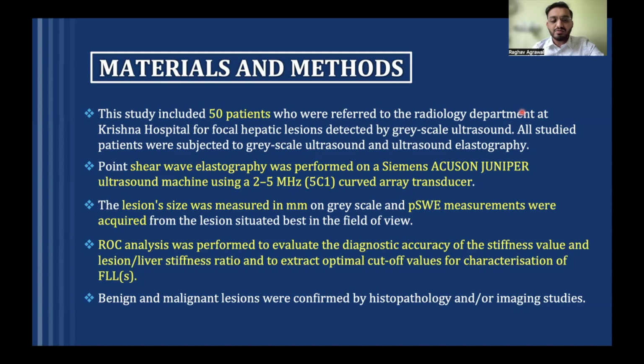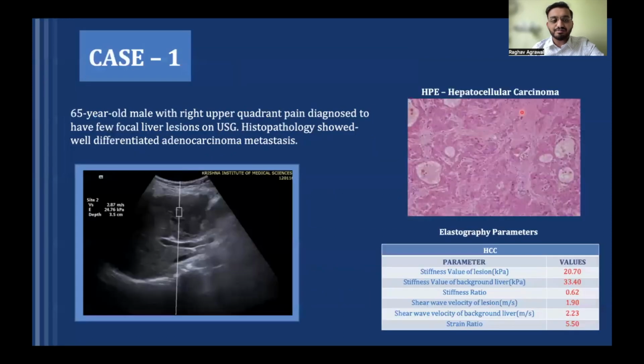The ROC analysis was performed to evaluate the diagnostic accuracy of the stiffness value and lesion to liver stiffness ratio to extract optimal cutoff values for characterization of focal liver lesions. Benign and malignant lesions were confirmed by histopathology and/or imaging studies.